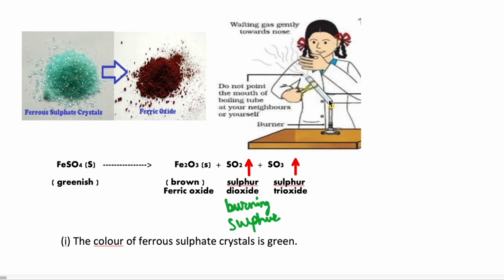Children, the correct way of heating and smelling the gas is shown in this figure. You should take care that you do not point the mouth of the test tube towards yourself or towards your friend. And the smell of the gas should also be felt by gently wafting the gas towards the nose. It should not be smelt directly because this sulfur dioxide is a suffocating gas.